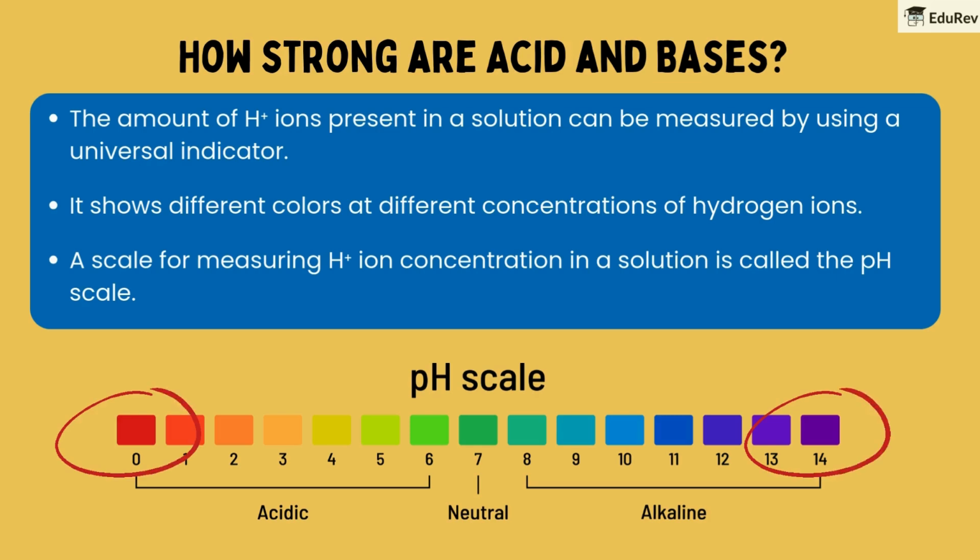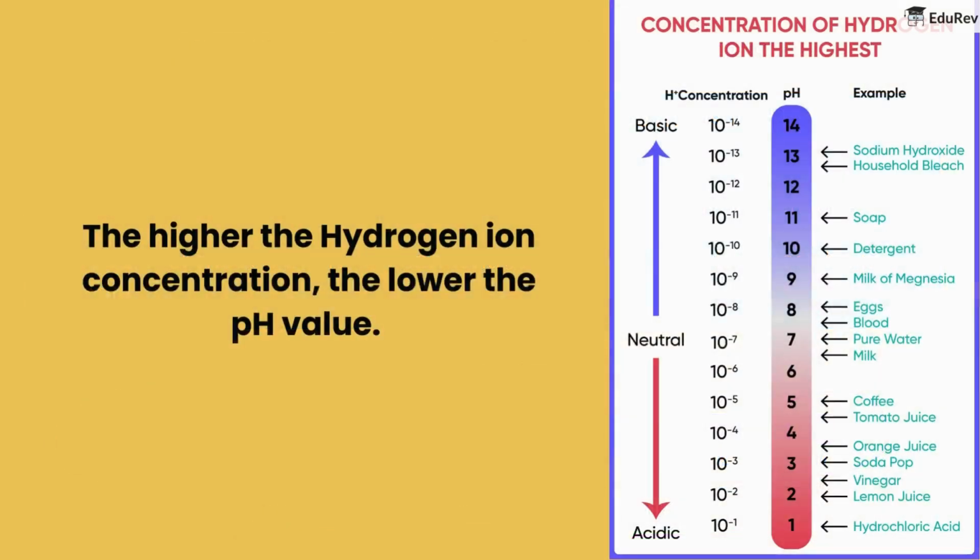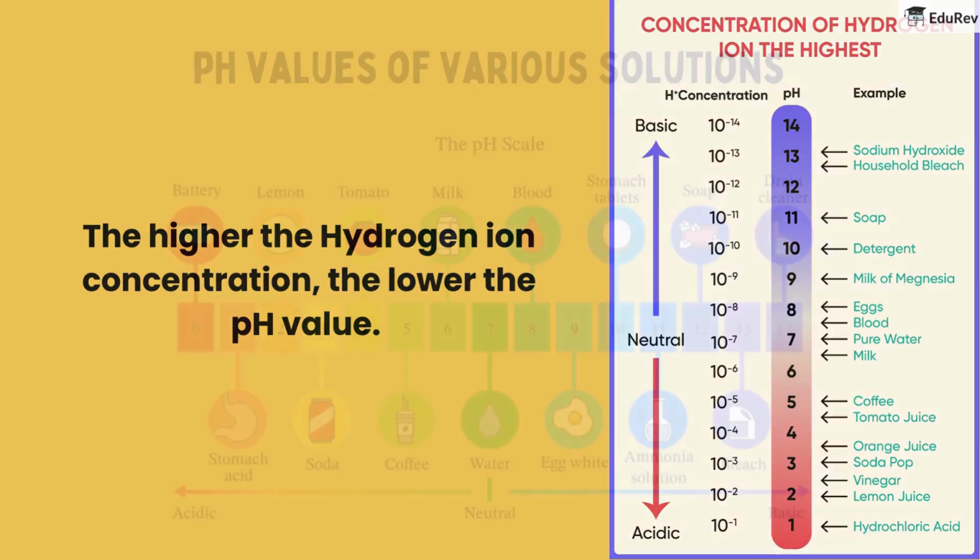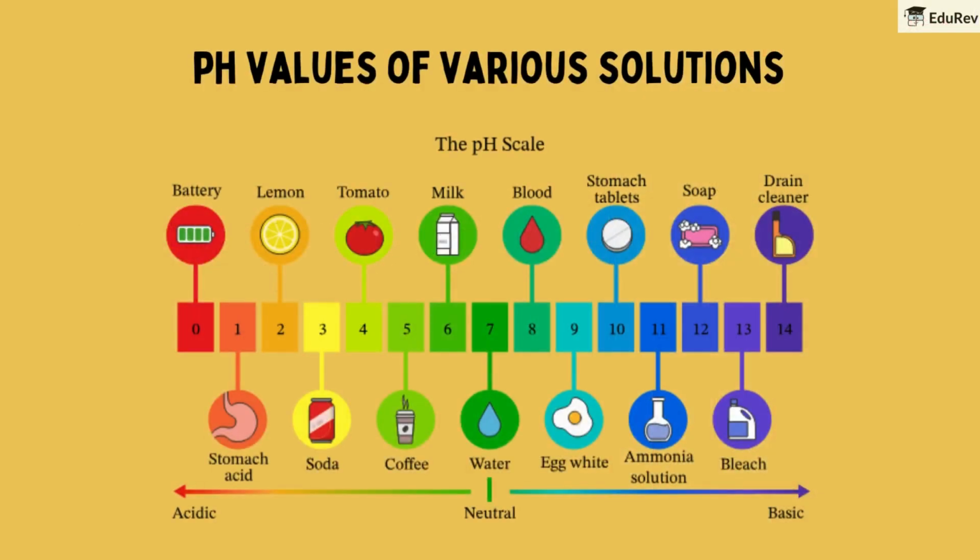pH of 0 means the substance is very acidic. pH of 14 means the substance is very alkaline. The higher the hydrogen ion concentration, the lower the pH value. Here are the pH values of various solutions. You can see that lemon is acidic in nature and has a pH value of 2. Water is neutral and has a pH value of 7. Soap is basic and has a value of 12.